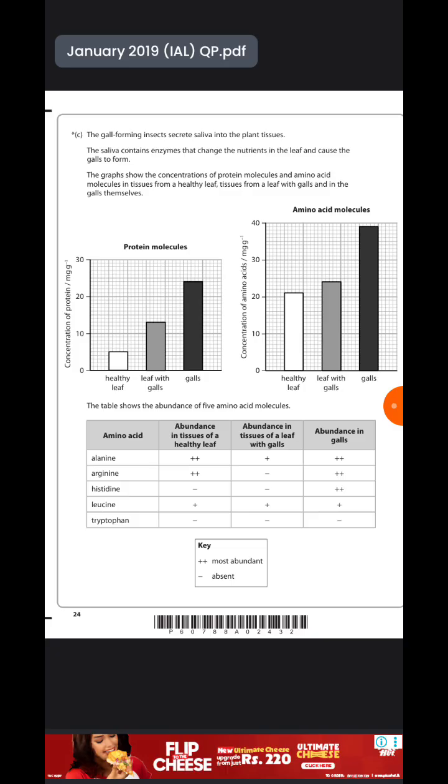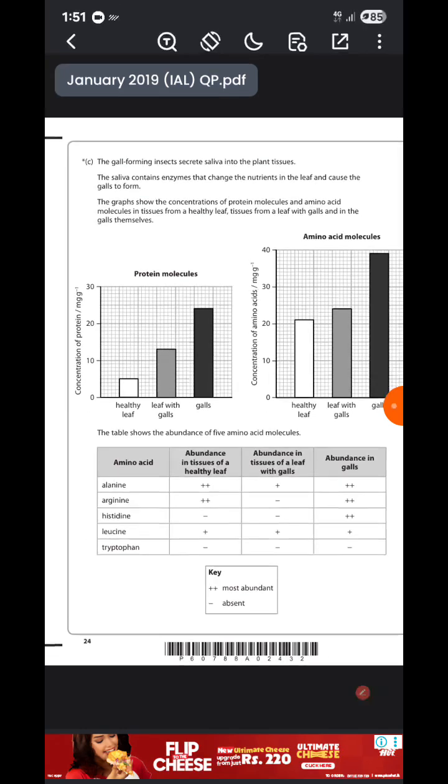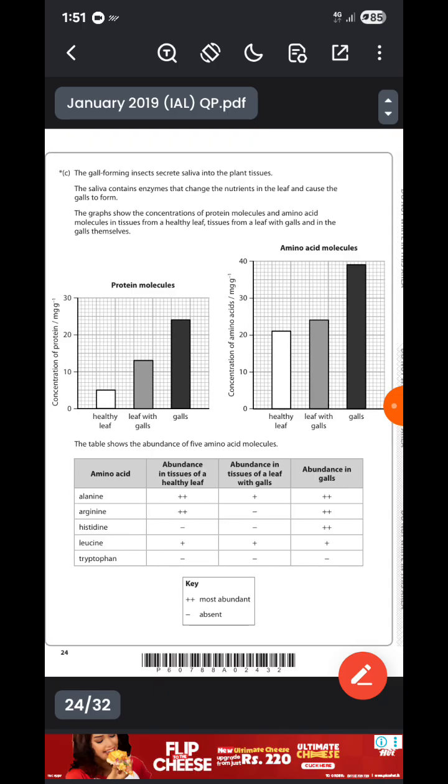Okay, so they have given the protein molecules present in healthy leaf, leaf with galls, and amino acid molecules present in healthy leaf, leaf with galls and galls. So we can see at a glance in these two graphs, the amino acids molecules present in galls are really high, and also the protein molecules present in galls are really high. And also they have given, the table shows the abundance of 5 amino acid molecules.